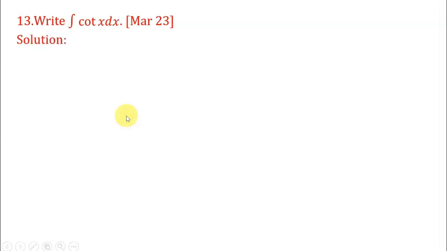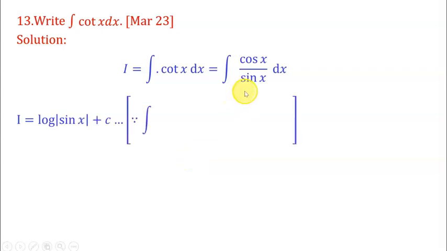Next example. Now we write the integral of cot of x into dx. Very simple example with the help of the method of substitution. I is equal to integral cot of x into dx. Now this cot of x can be written as cos of x upon sin of x. If we observe here, the derivative of sin of x is cos of x. Again, with the help of the same formula, the integral of f dash of x upon f of x is equal to log of mod f of x plus c. And here I is equal to log of mod of sin of x plus c. And this is the answer.